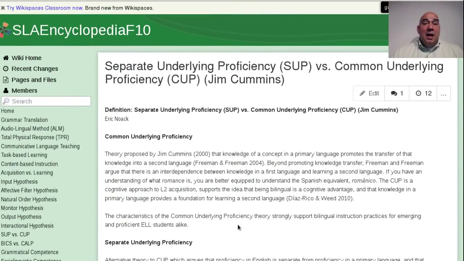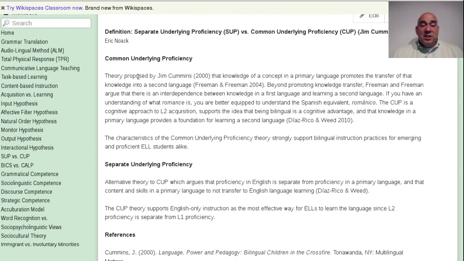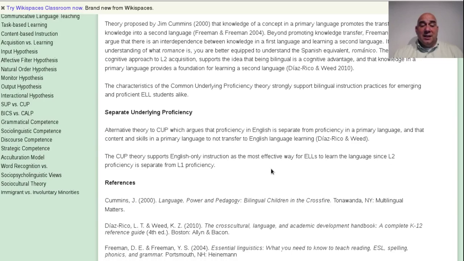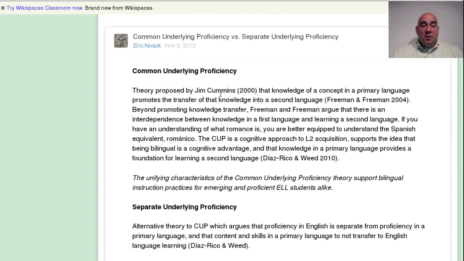Now, that being said, there is evidence out there of this idea, and I went to a place called SLA Encyclopedia, and you can look at that if you're interested. They had a whole entry about the differences between the separate and the common underlying proficiencies. Again, I don't see any rationale for a separate underlying proficiency, although one of the things they talk about is that the English-only people, the people who say only teach in the first language, are saying this because they believe in SUP theory. I do not see that at all in the literature. But that's what they're doing here.